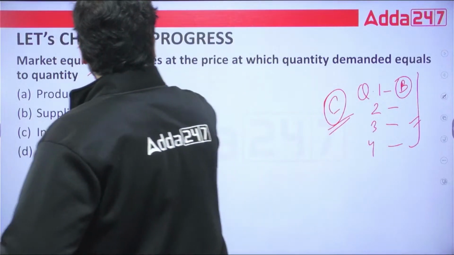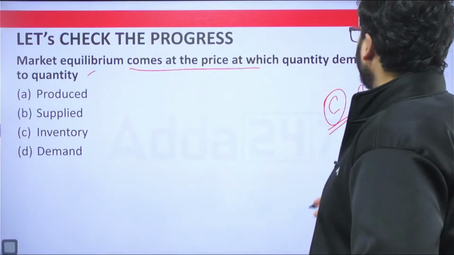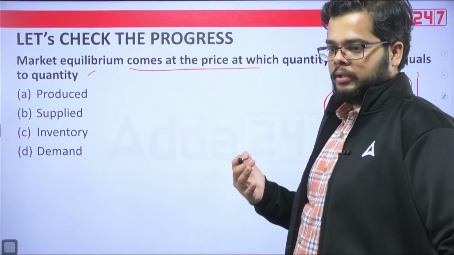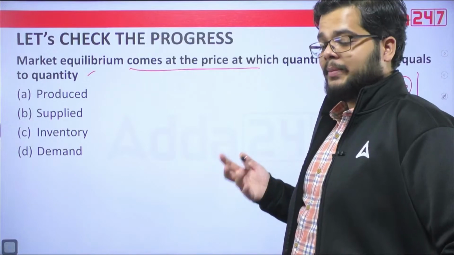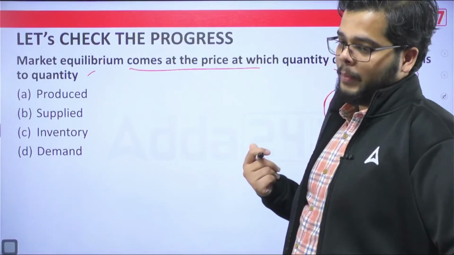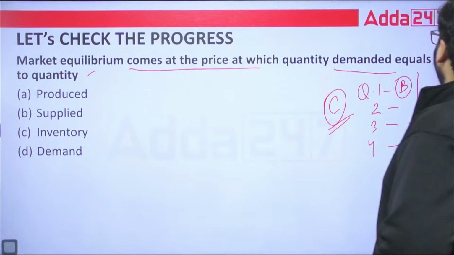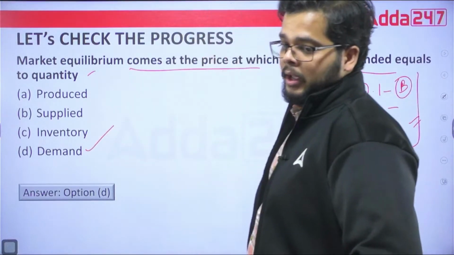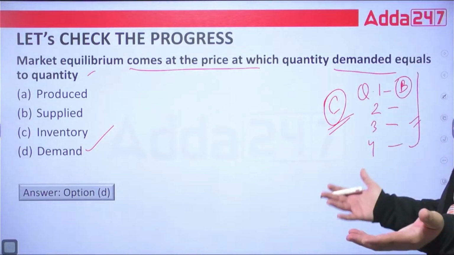Market equilibrium comes at the price at which quantity demanded equals quantity what? Quantity produced, supplied, inventory, or demand. Very simple question. Option D will be the right answer, that is demand, quantity demanded. Market equilibrium means what?